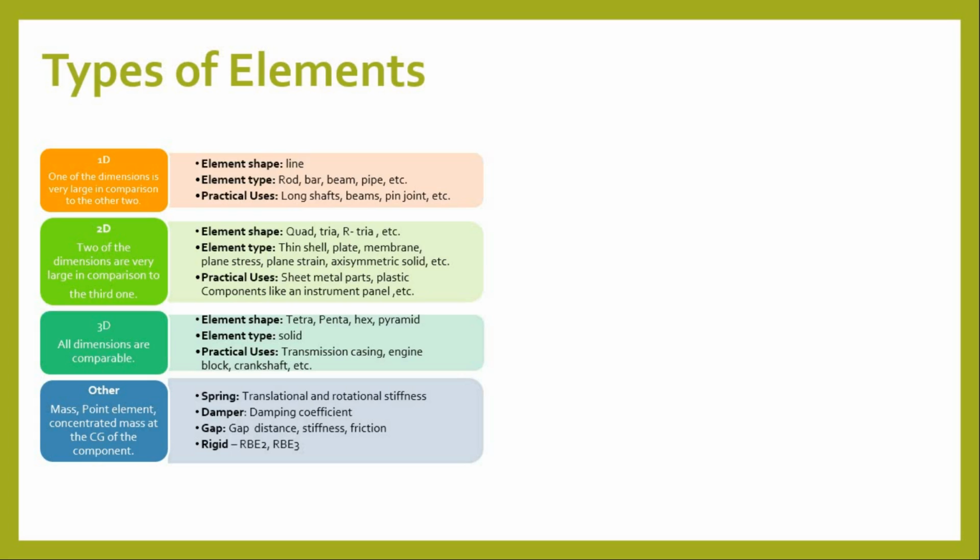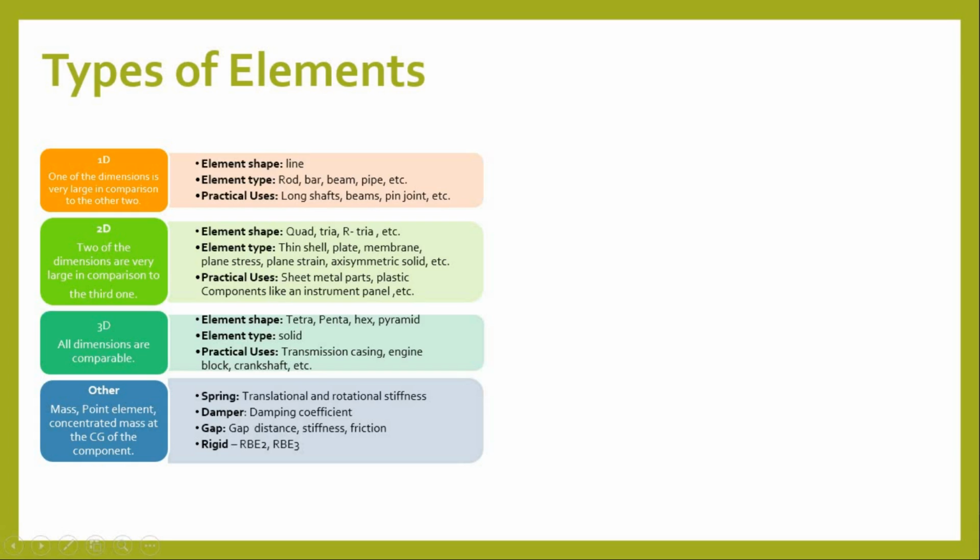The examples, or you can say the applications, are like thin shell, plate, membrane stress. These are the element types, but the practical uses are sheet metal parts, plastic components, and instrument panels. For sheet metal parts, you can take the example of the bumper of your car, which will come under this 2D category. When we talk about 3D, the element shapes will be tetra, penta, hex, pyramids, and the element type will be solid. The transmission casing, any engine block or any complex geometry like a crankshaft will lie under this 3D category.